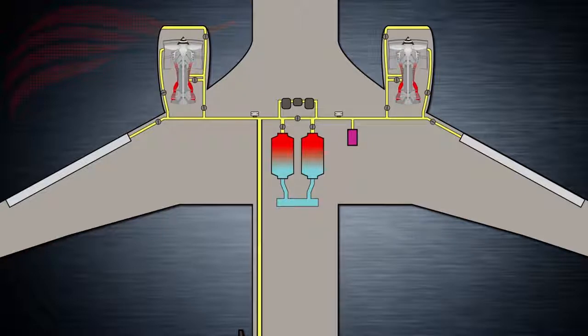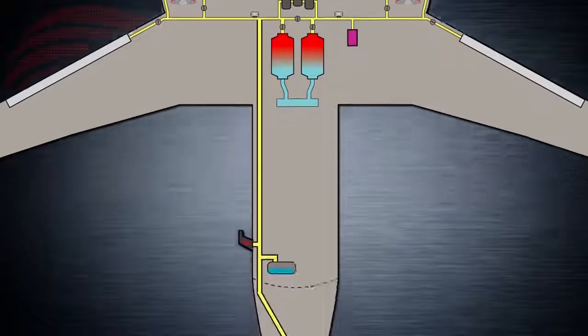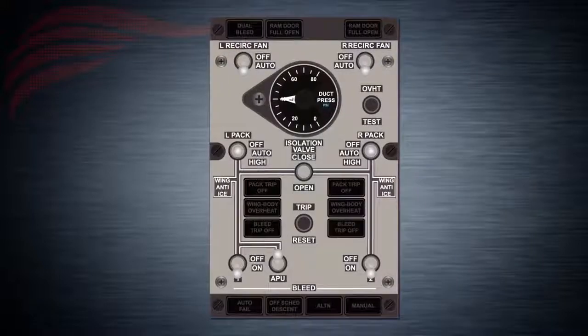There are two duct pressure transmitters, one for the left side of the pneumatic manifold and another for the right side. Each transmitter provides indications to duct pressure pointers in the forward overhead panel. Differences between both pointers are permissible as long as there is sufficient air for cabin pressurization. The minimum value is 18 psi.